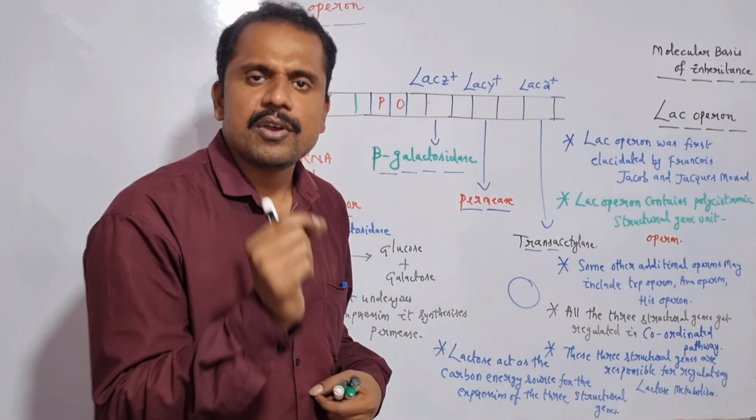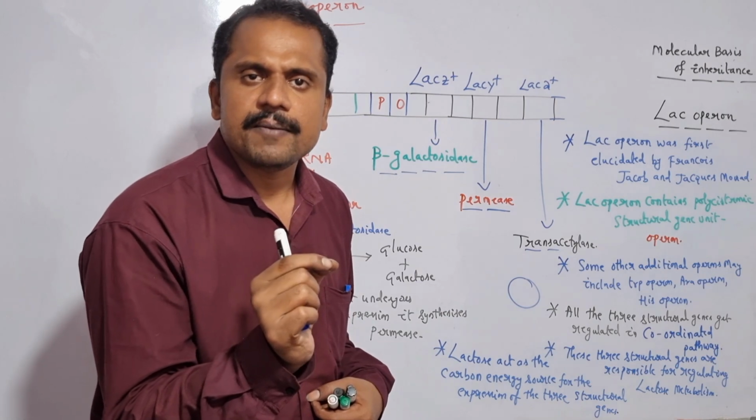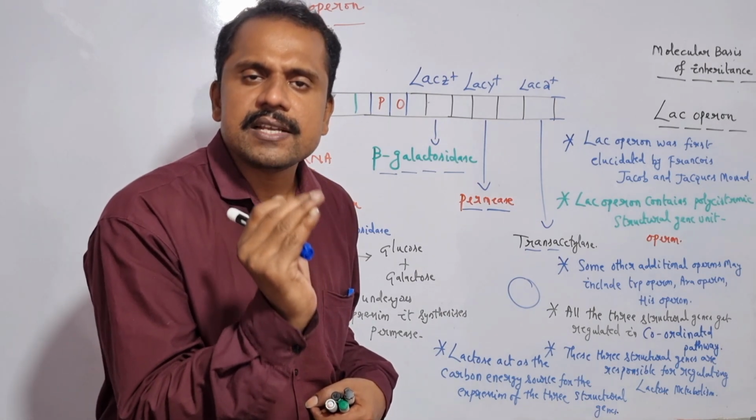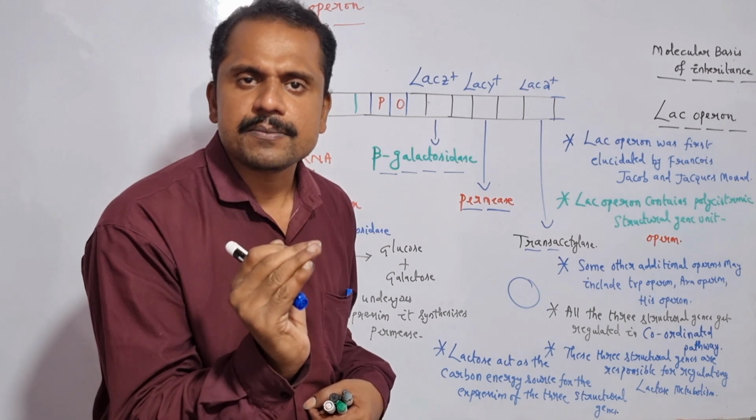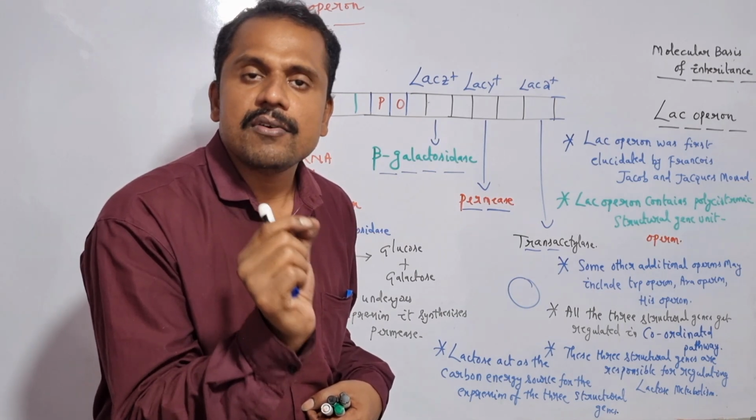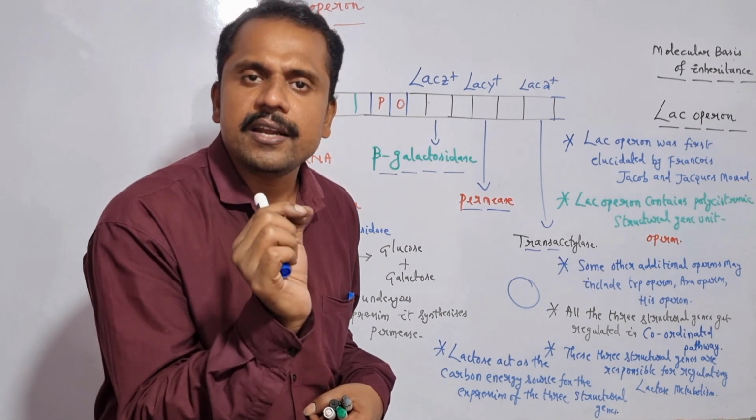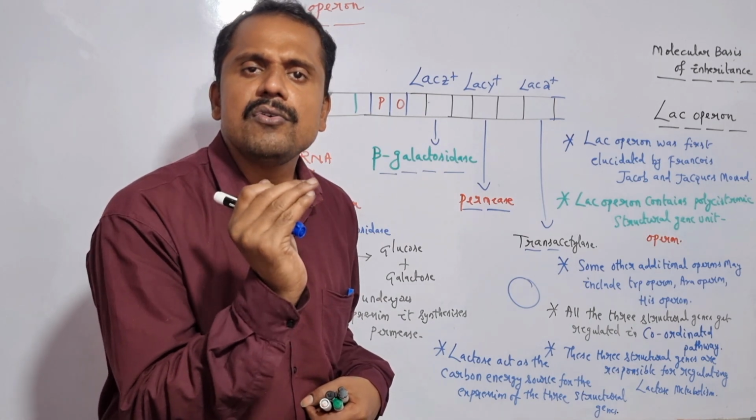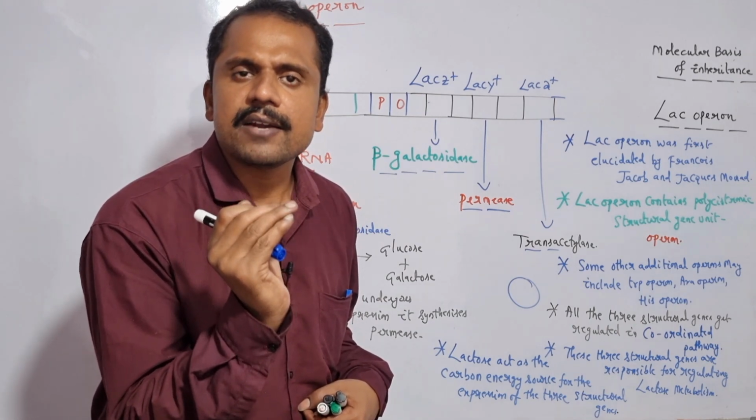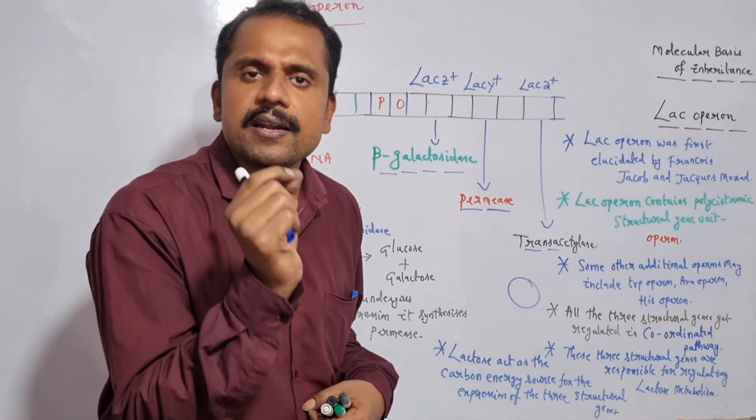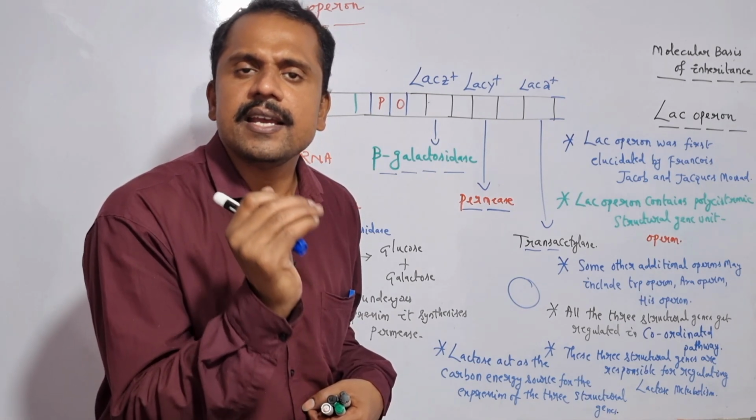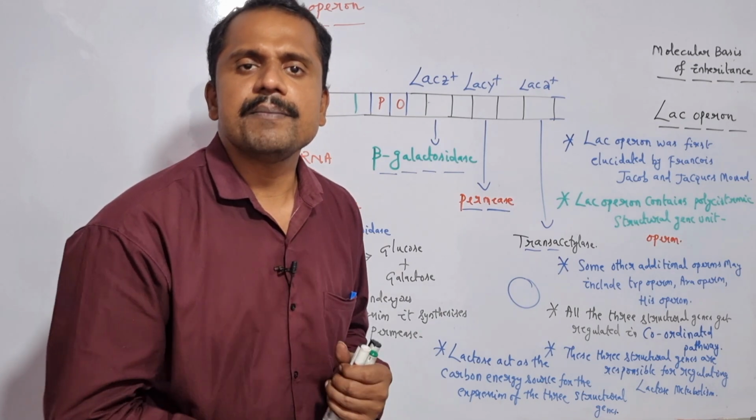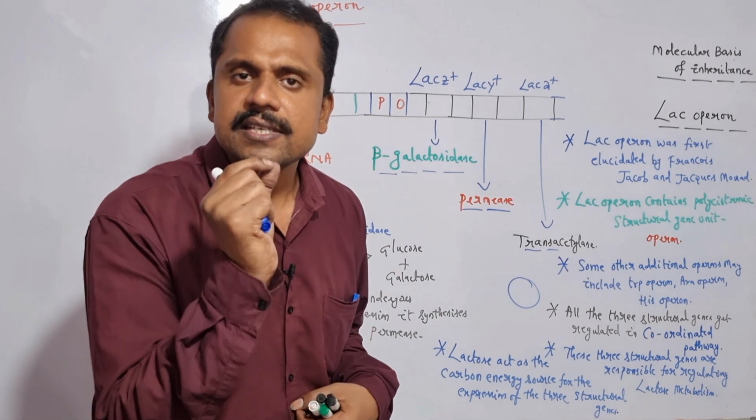That means to a particular living organism like E. coli, if the two carbon energy sources, glucose as well as lactose, are present, always the E. coli shows higher affinity to intake only glucose but not lactose, because glucose is a monosaccharide whereas lactose is a disaccharide. So glucose, being a monosaccharide, can be easily hydrolyzed or degraded in comparison with lactose, which is a disaccharide.